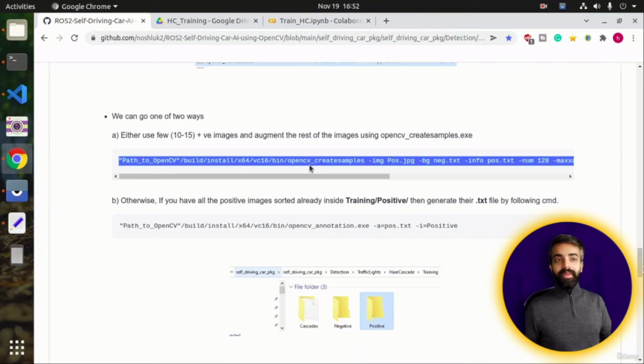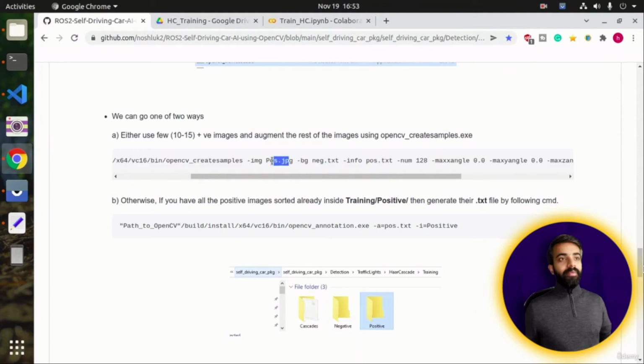So we simply execute the OpenCV create samples command, providing the image, that is the positive.jpg, which will be present inside our augmented positive samples, and we provide the background as negative.txt. Now negative.txt contains all the relative directory locations of all the negative images. For the info, which will be generating the positive.txt, we name it positive.txt. This will contain all the annotated positive images information. Then we provide how many positive images we want to be augmented, that is 128. Then we provide the max x angle, max y angle, and max z angle. These are simply the distortions that we want to apply to generate augmented positive images. Then we have the background color and background thresh that we set, and then the width and the height. Here I have set the width and height to an aspect ratio of 3 to 1, and the reason is our traffic light has an aspect ratio of 3 to 1.